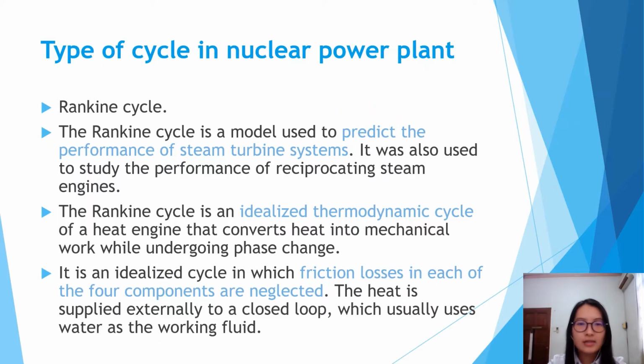The Rankine cycle is used in nuclear power plants. The Rankine cycle is a model used to predict the performance of steam turbine systems. It was used to study the performance of the steam engine. The Rankine cycle is an idealized thermodynamic cycle of a heat engine that converts heat into mechanical work. It is also an idealized cycle in which friction loss in each of the four components is neglected.